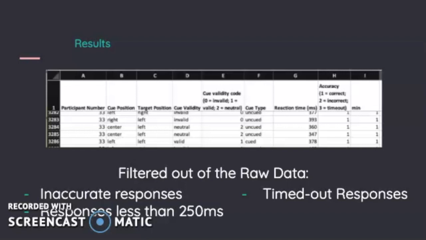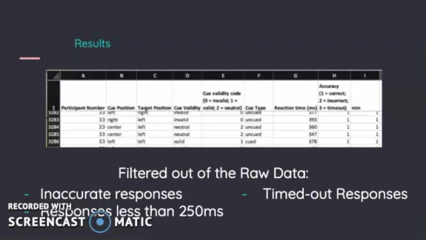A timed out response was where a participant did not answer within 1.5 seconds, or 1,500 milliseconds. We also filtered out any responses that were recorded less than 250 milliseconds after the target appeared, because visual information takes at least 250 milliseconds to make it through the visual system.